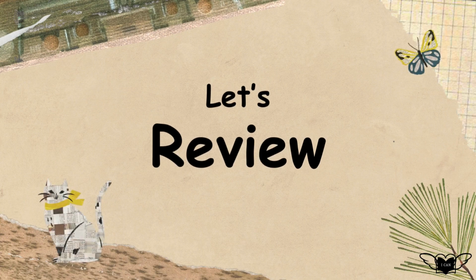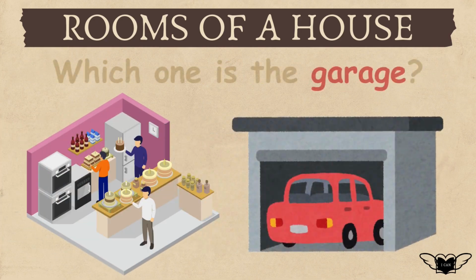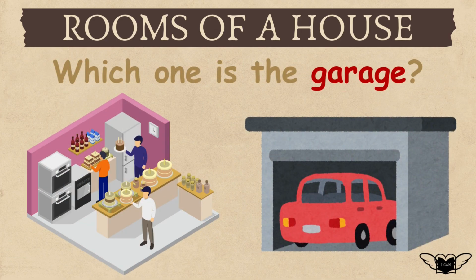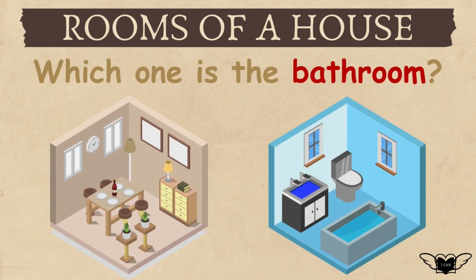Let's review. Which one is the living room? This. Which one is the garage? This. Which one is the dining room? This. Which one is the bathroom? This.